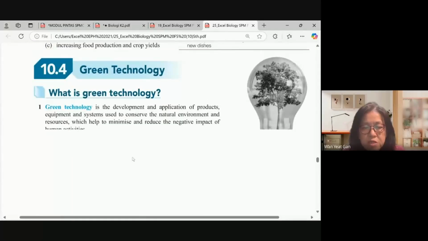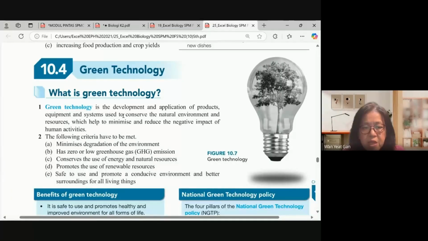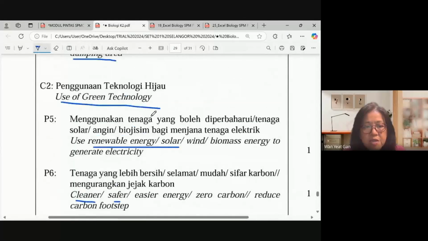So green technology is the development and application of products, equipment and systems that are used to conserve the natural environment and resources, which help to minimize and reduce the negative impact of human activities. So green technology means you develop and apply natural ways to conserve the natural environment. We don't harm the environment by the things we use or the system we use to produce a product. Okay, so this is the meaning of green technology.